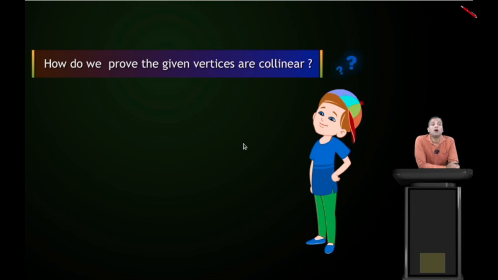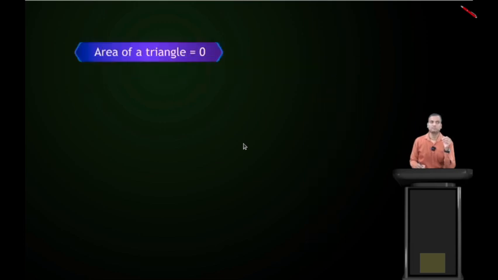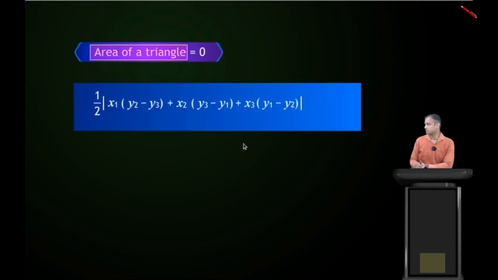Now how do we prove the given vertices are collinear? I think we just studied that the points are collinear if the area of the triangle is 0. So if the area of the triangle is 0, then we can say that the points are collinear.